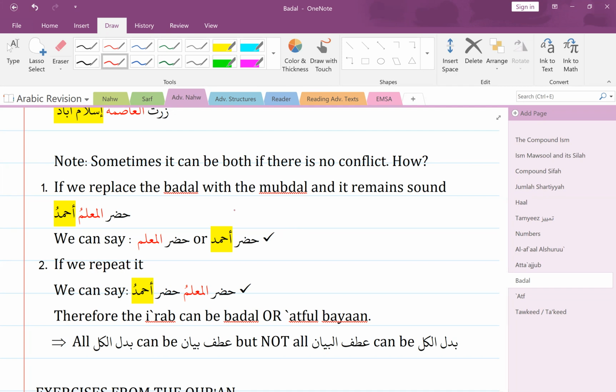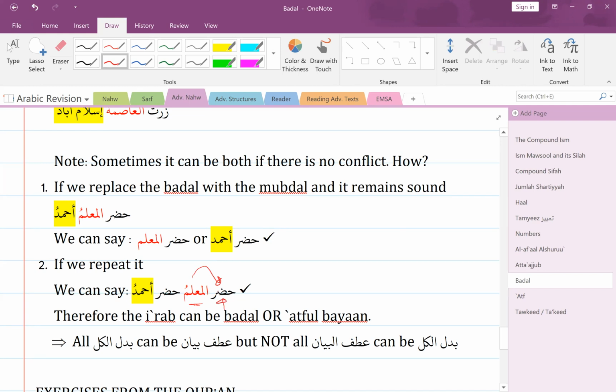Now the other way is if we repeat the, in Arabic it's called the amil. What we mean by the amil is the thing that is doing some work. I know it's strange, but let's just say we repeat the thing that comes before the mubdal min. So here, for example, we have hadara, which is the fi'l. Now the fi'l is the one that is actually doing the action, doing the work here. So because it's a thing that is doing the work, and the al-muallim is the outside doer of that, if we repeat it, will it make sense?